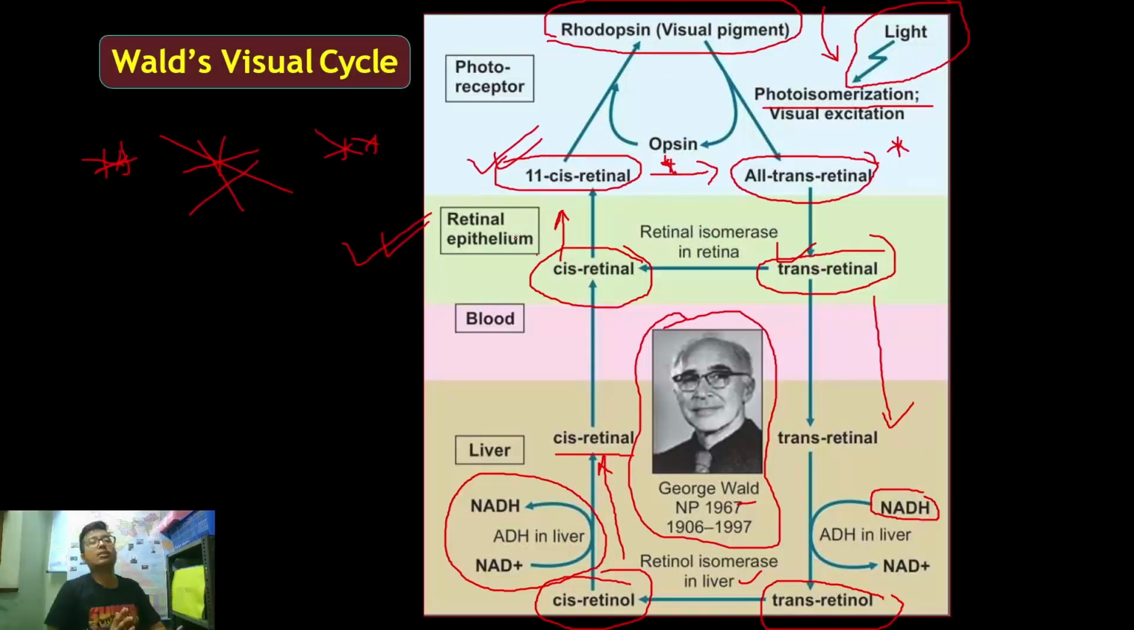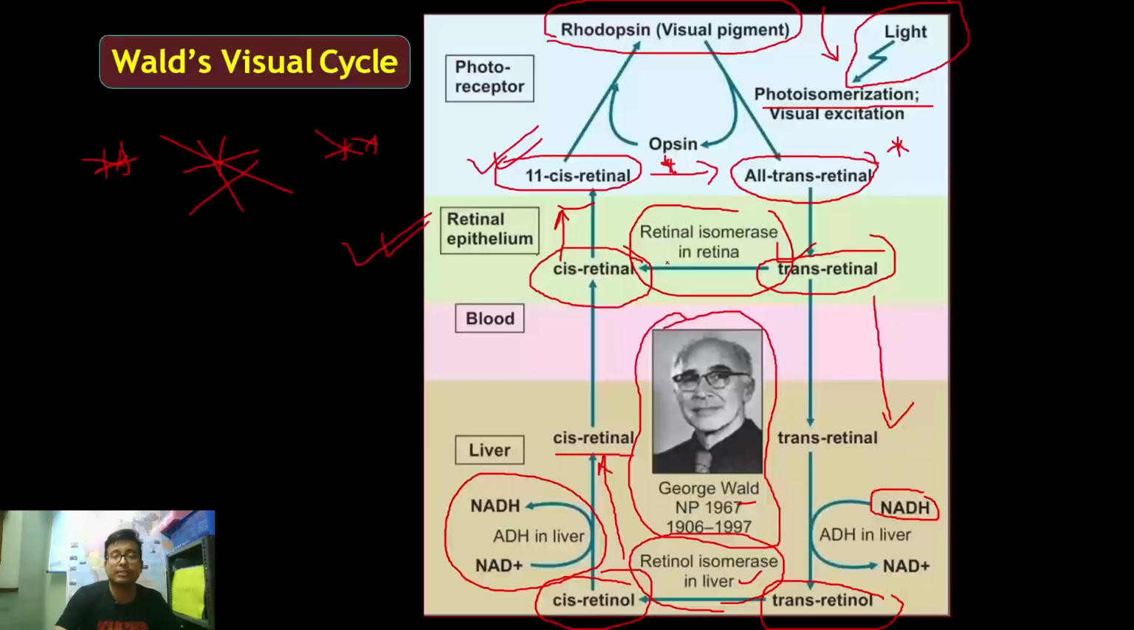This is Wald's visual cycle, and this you need to remember. 11 cis to all trans in the eye, and then from all trans, either via retinal isomerase it is converted back to 11 cis, or via retinol isomerase in the liver. In the liver we are talking about alcohol isomerization, and in the eye we are talking about aldehyde isomerization. Clear? If it is too much for you, just draw this cycle twice and it will be very clear. It is actually very easy. So please focus on this topic first, and after you are done you can focus on other topics.